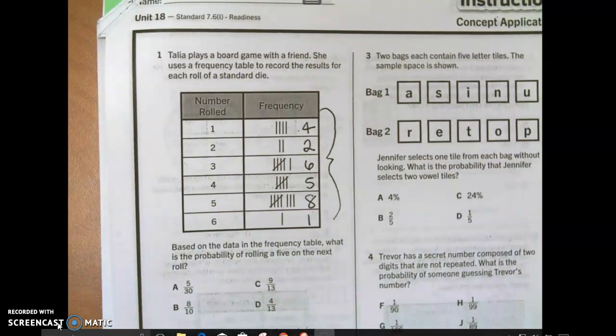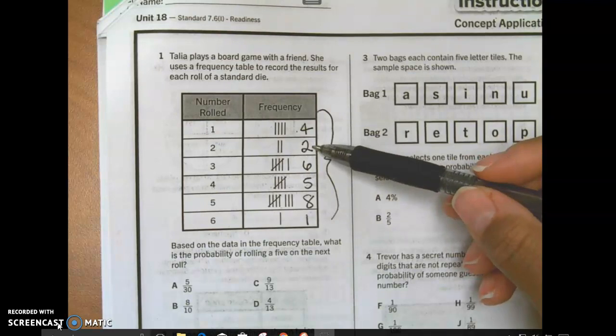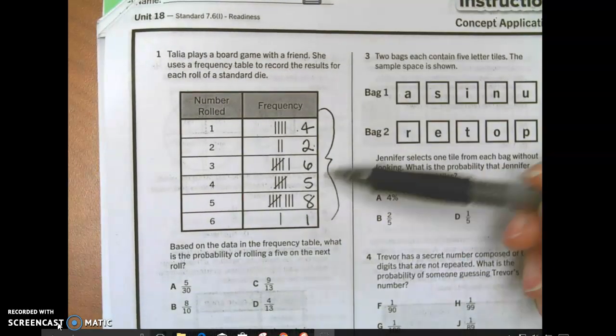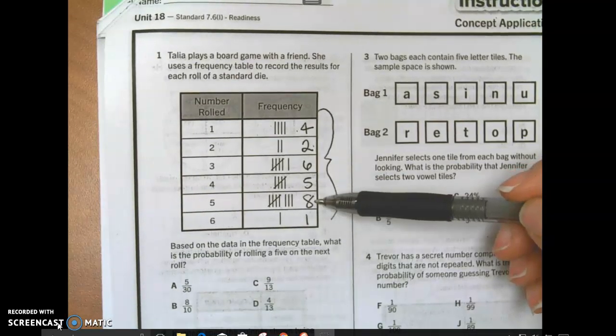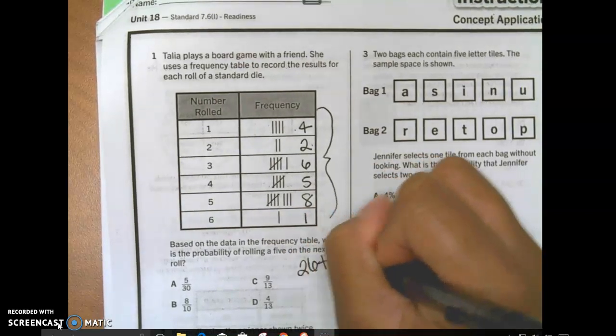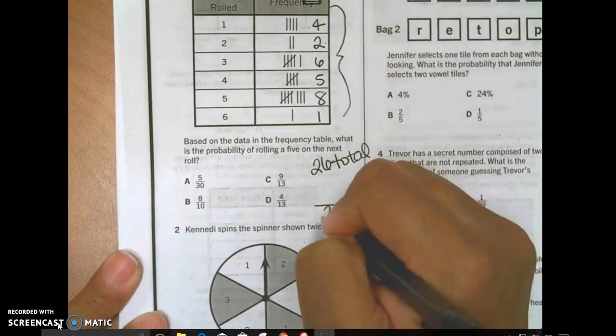I got something out. 4 plus 2. Plus another 6. Plus another 5. 12 plus 5 is 17. 17 plus 8 plus 1. 26 rolls. And where does the 26 go? At the denominator, at the bottom.